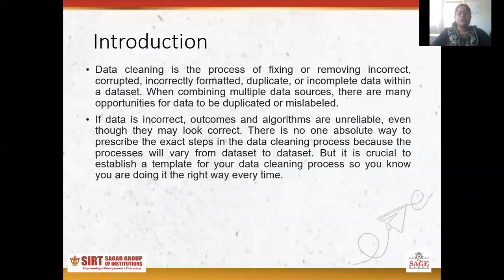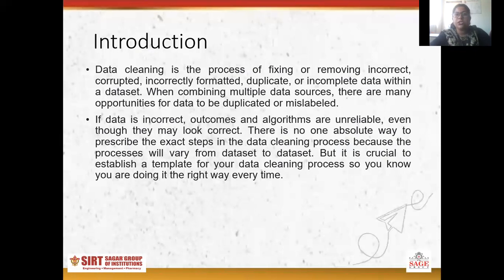So starting with the introductory part, as the name already defines, what is data cleaning? Data cleaning is the process of fixing or removing incorrect, corrupted, incorrectly formatted, duplicate, or incomplete data within a dataset. When combining multiple data sources, there are many opportunities for data to be duplicated or mislabeled.